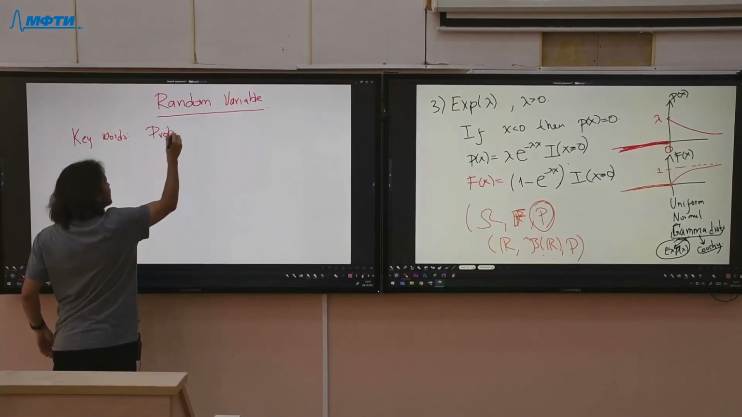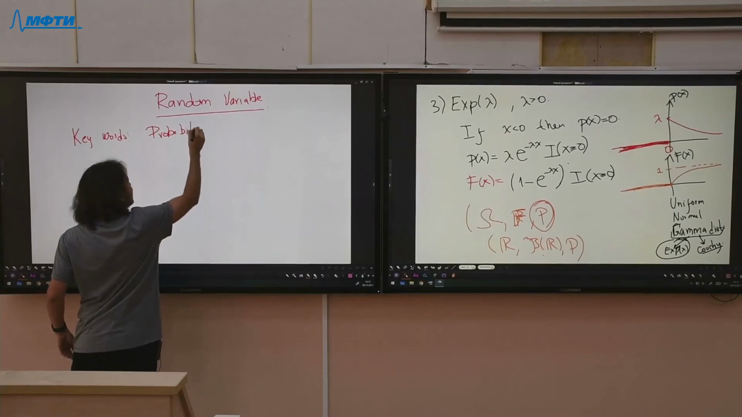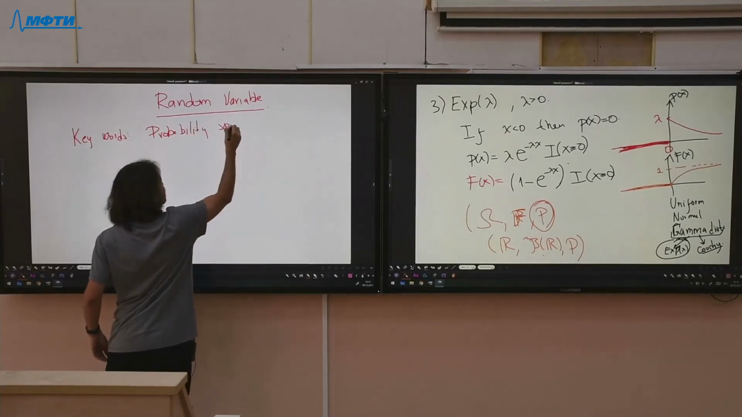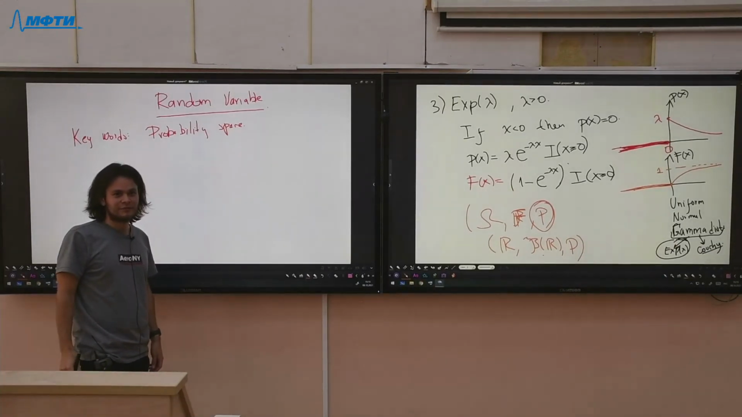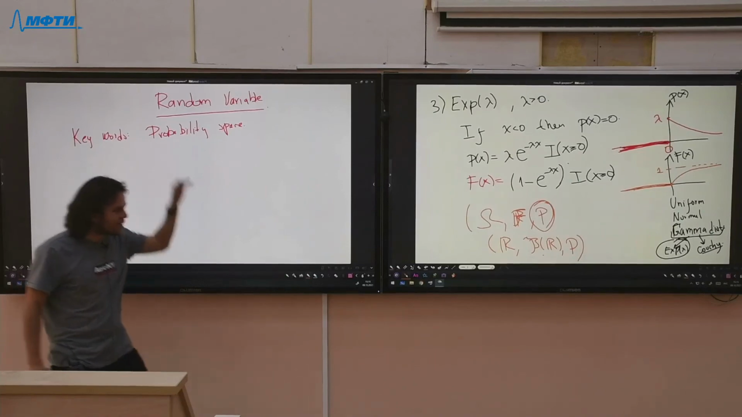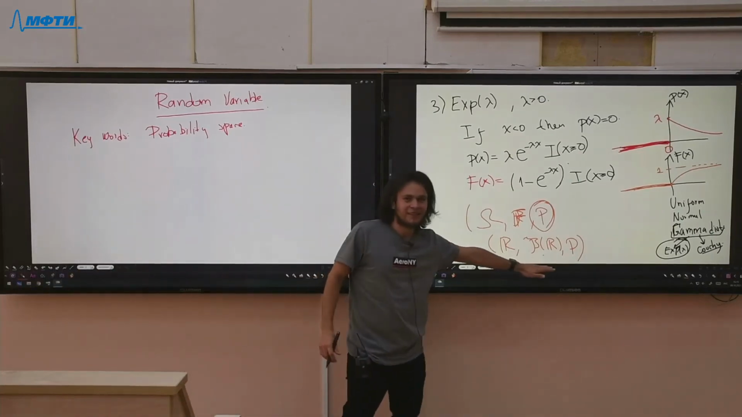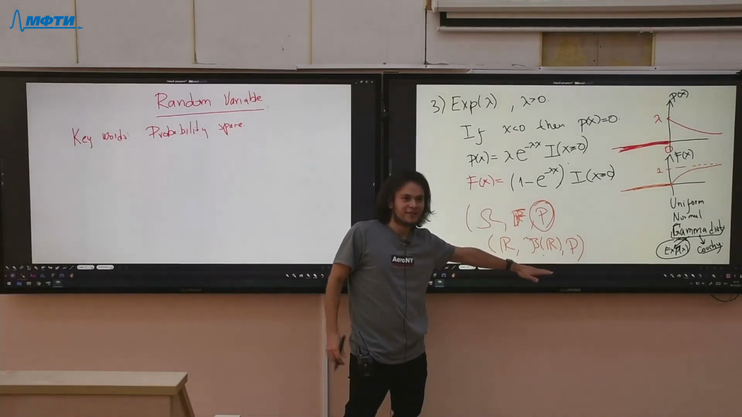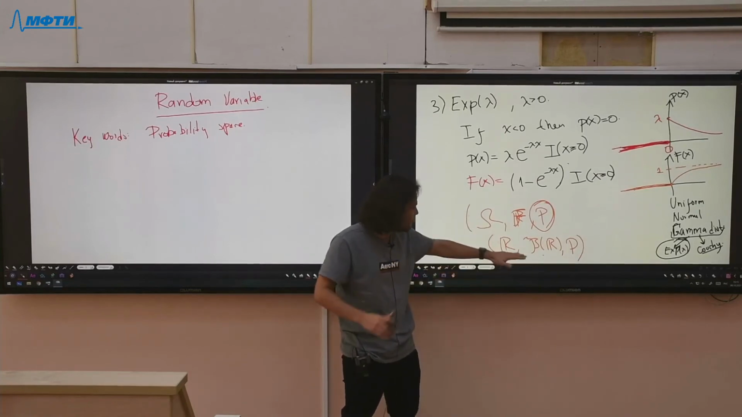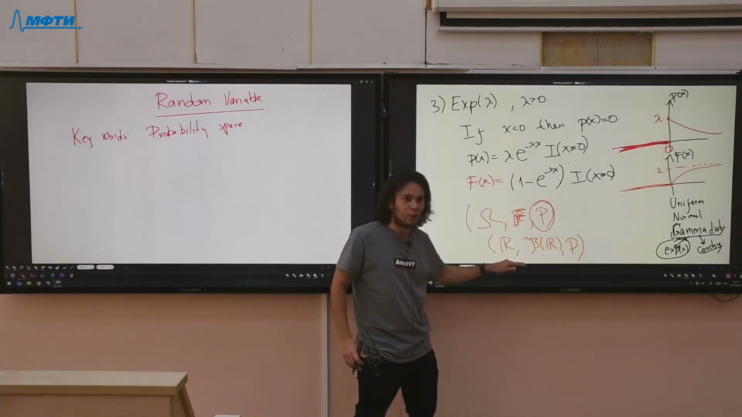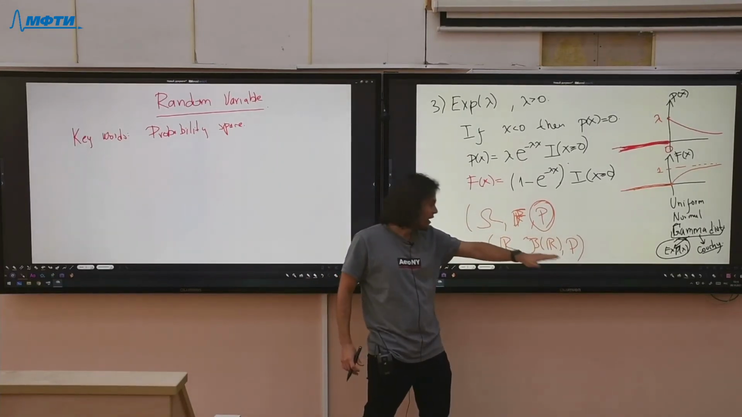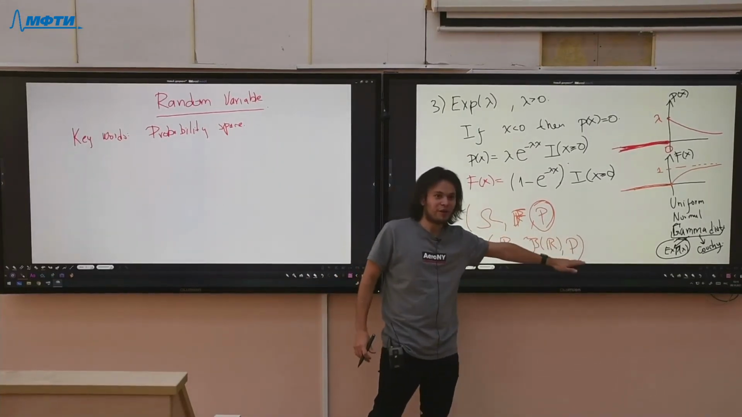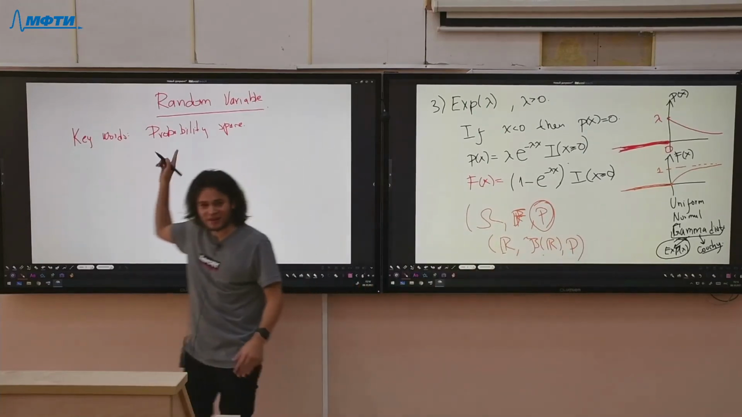Probability space. What is a probability space? A probability space is some space defined by these three objects: any set, the sigma algebra defined on this set, and some probability measure. This is a probability space.